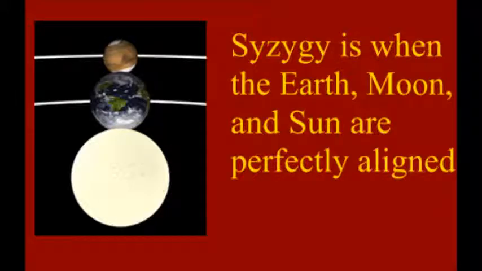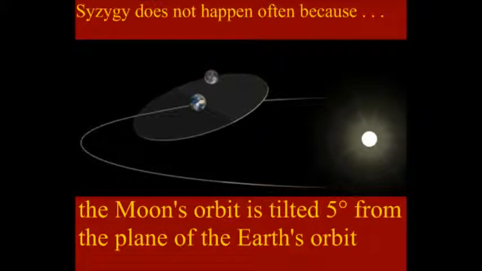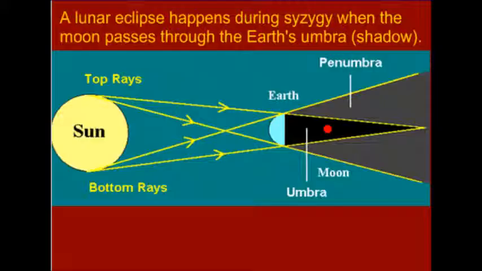When the moon, the Earth, and the sun are perfectly lined up, it's called syzygy. However, this doesn't happen very often, and the reason is because the moon's orbit is tilted 5 degrees from the plane of the Earth's orbit. When syzygy does occur, it sometimes results in an eclipse.